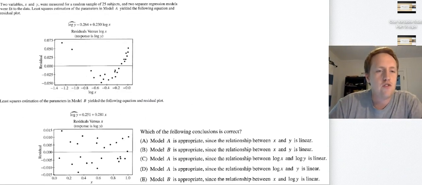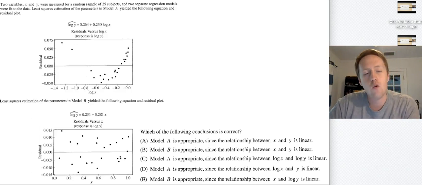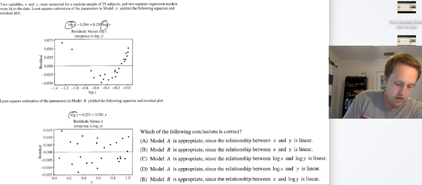2 variables x and y were measured for a random sample of 25 subjects, and 2 separate regression models were fit to the data. Least squares estimation of the parameters in model A yielded the following equation and residual plot. Oh, look, they did some transformation stuff. It says log y hat equals 0.264 plus 0.230x. Then below it says least squares estimation of the parameters in model B yielded the following equation. Log y hat equals 0.251 plus 0.281x. So for the top one, model A, they did log and log. And for model B, they only did log.